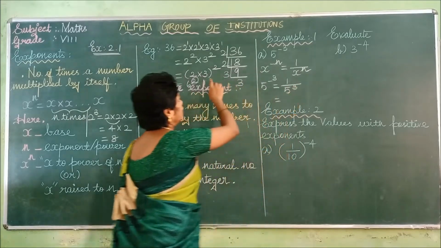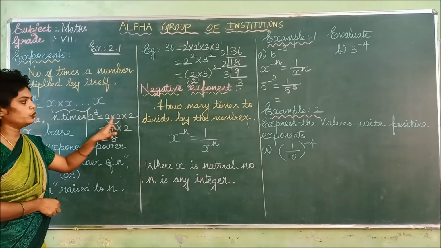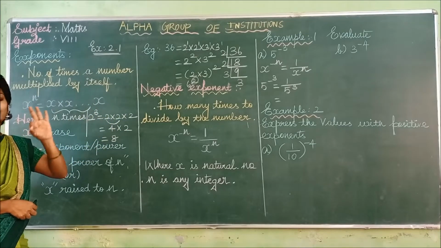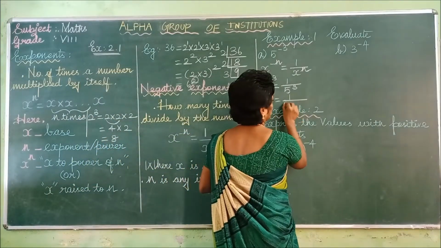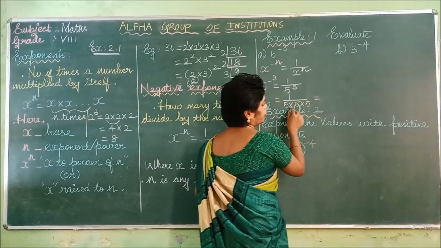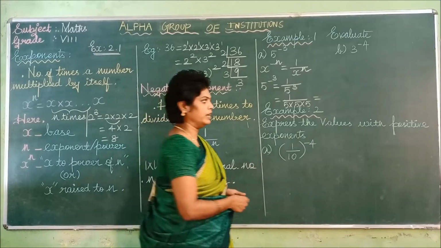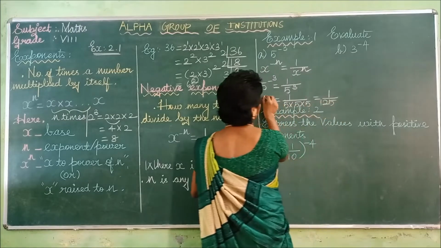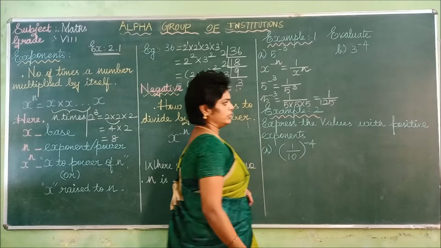So already we have written that 2 to the power 3 means 2 into 2 into 2. Similarly, 5 to the power 3 means you have to write the 5 three times: 1 divided by 5 into 5 into 5. So what is the value of 5 into 5 into 5? 5 5s are 25. 25 into 5 is 125. So 1 divided by 125. 5 to the power minus 3 is nothing but 1 divided by 125.